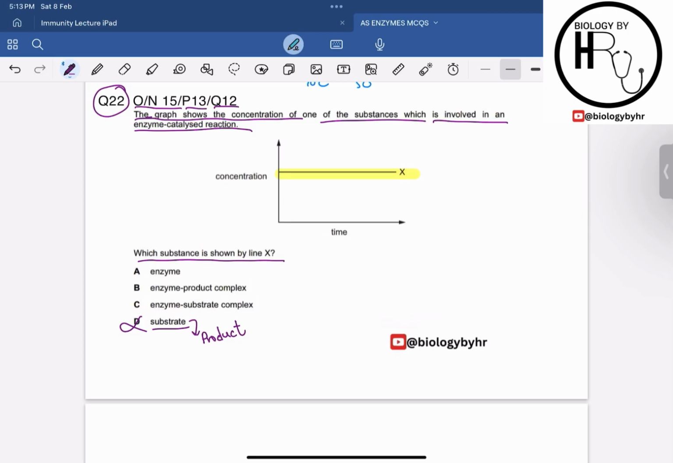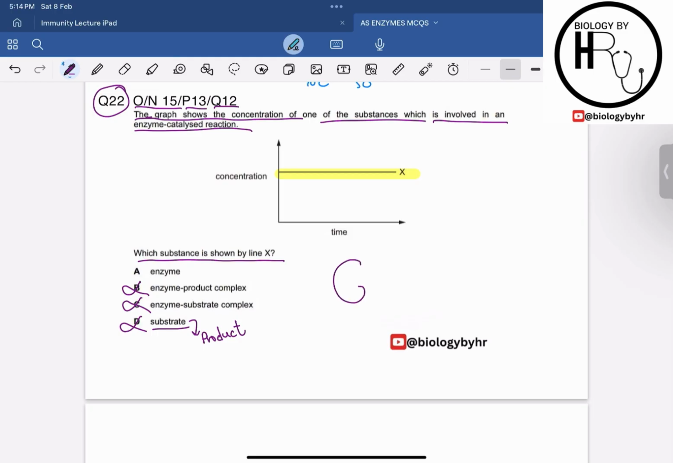Similarly, as the substrate finishes, the enzyme substrate complexes also stop forming, right? So C is also incorrect. Then if I talk about the enzyme product complex, if the substrate is finished, no substrate is there to break down into product. I hope you are getting what I am trying to say: if the substrate is finished, no substrate is going to convert into the product. So the enzyme substrate complexes will be there at one point and then will not be there at another point.